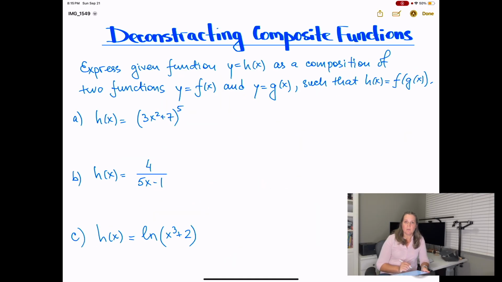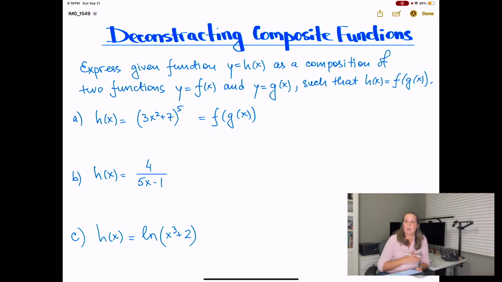For the chain rule, we will need to be able to take a composition function and deconstruct it into two functions f and g. Typical exercise for us when deconstructing would be trying to express a given function, let's say h of x, as a composition of two functions, f of x and g of x, such that f of g of x is equal to the original function h of x. Let's figure out how to write function h of x equals 3x squared plus 7 raised to the power of 5 as a composition function f of g of x.